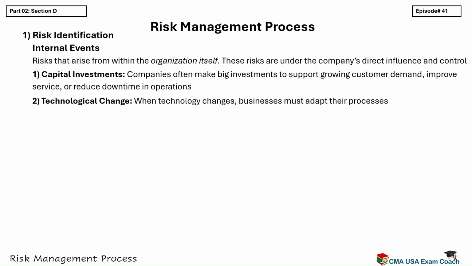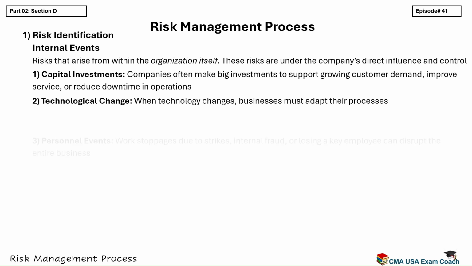2. Technological change. When technology changes, businesses must adapt their processes. For instance, introducing automation in a factory might require retraining staff. If the change is not handled properly, it could lead to employee resistance, operational errors, or costly downtime.